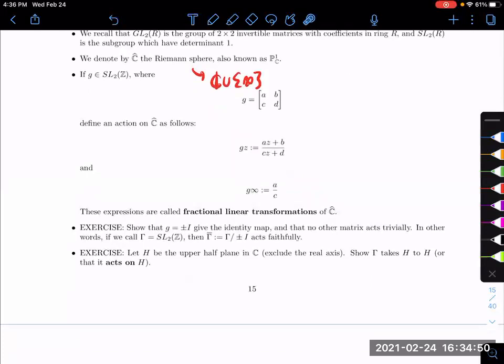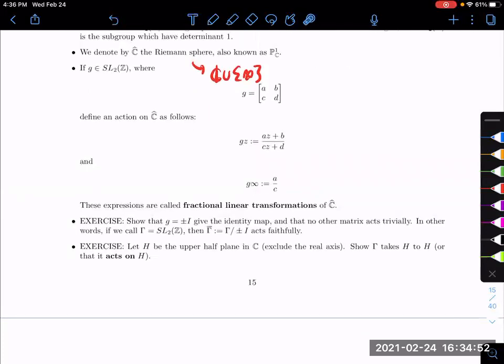So a couple exercises for you to try. If G is plus or minus the identity matrix, which certainly lives here, then those give the identity map. If I pick one of those to be my G value, then GZ is just Z. And you can also show no other matrix acts trivially like that. There's no other matrix G besides plus or minus the identity such that GZ is Z for all Z.